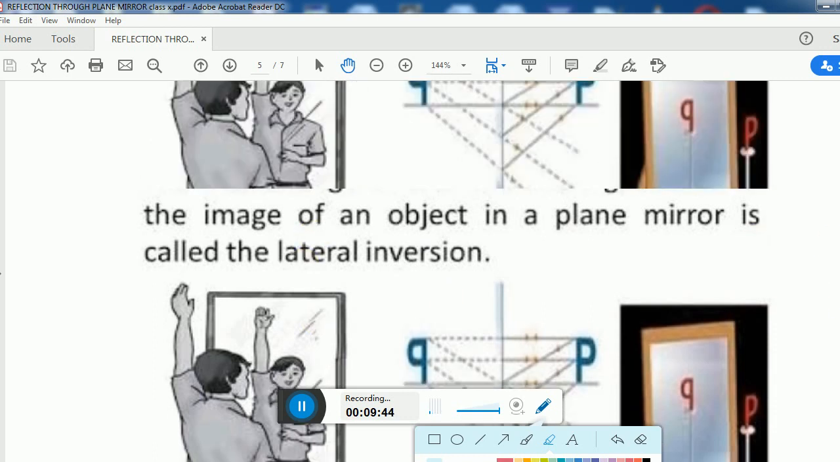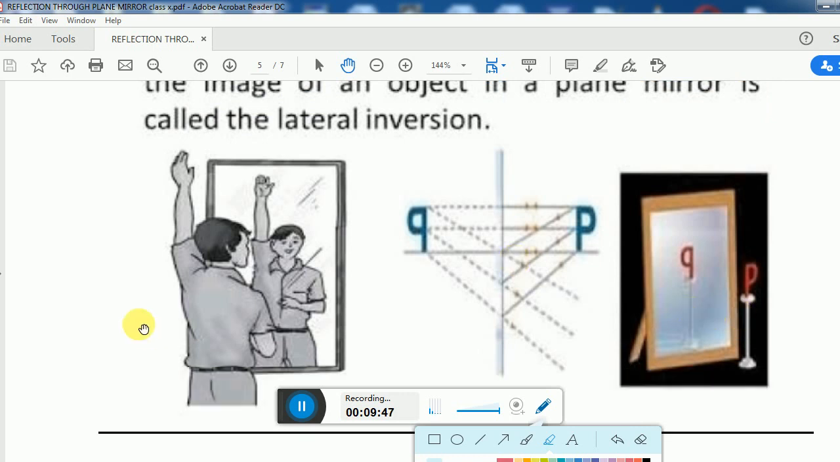A boy is standing in front of a mirror. When he is lifting his left hand, the image is raising its right hand. So this is the right hand, and the object has lifted his left hand, here is the right hand. So P here, Q will look like P. That is known as lateral inversion. If I draw B in this way, B after reflection will look like this. That is known as lateral inversion.